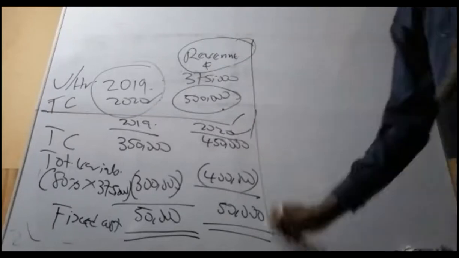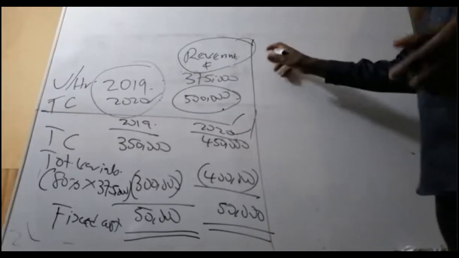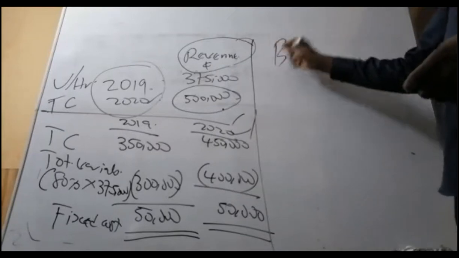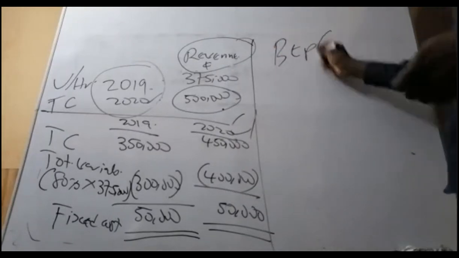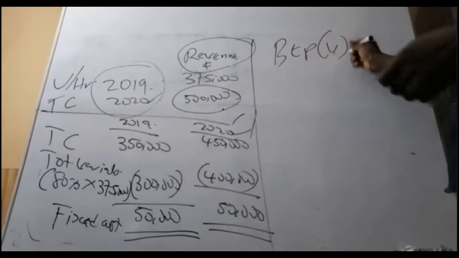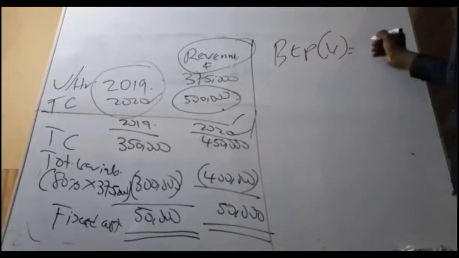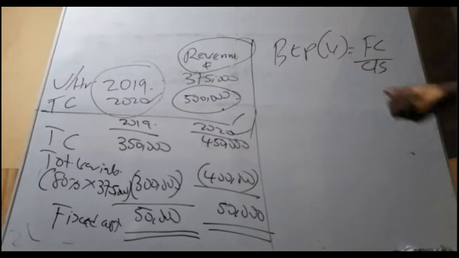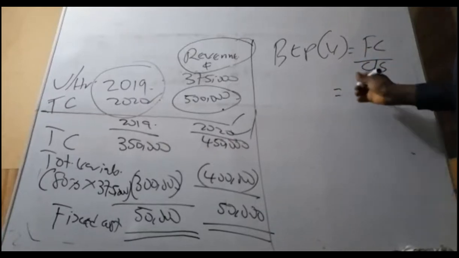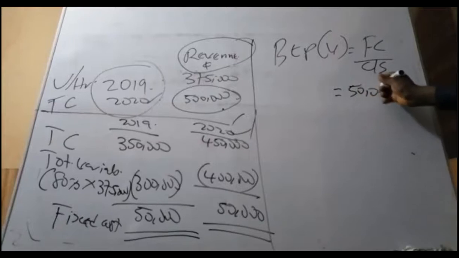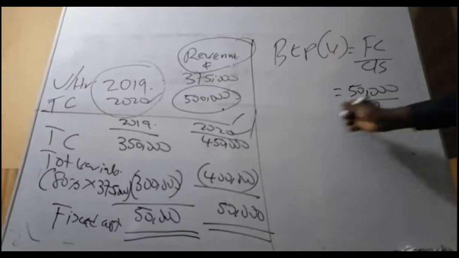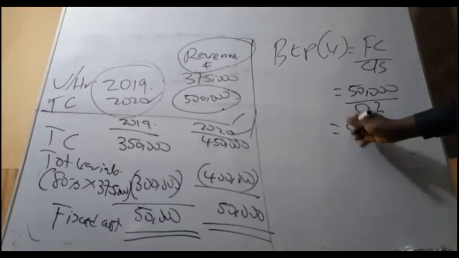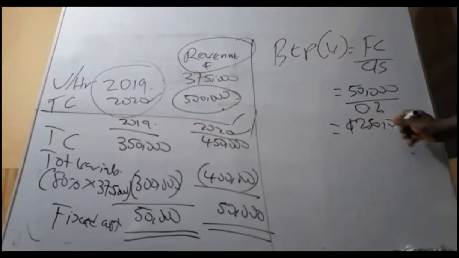So what happened is this. I'm now solving the question. Break even point in value. Let's go to the formula. It is equal to fixed cost over what? CS ratio. We have all these details. Fixed cost is what? 50,000. CS ratio is what? 0.2. So therefore, we get 250,000. This answer too, we found it. Confirmed, right?